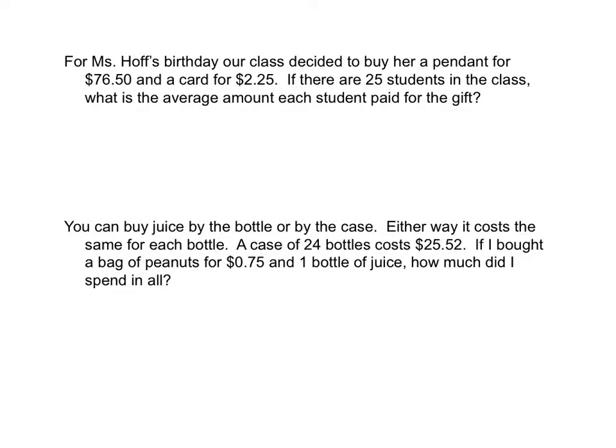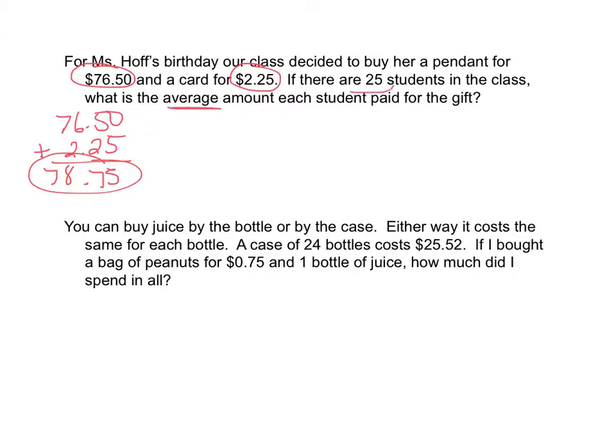Well, first thing we need to figure out is what total we paid. So we'd have to add the $76.50 and the $2.25. Remember, when we're adding decimals, we have to line up our decimal point. So 78.75 is the total. Now, because we're finding the average amount, we're taking that amount and we're dividing it among the 25 students. So 78.75 divided by 25.